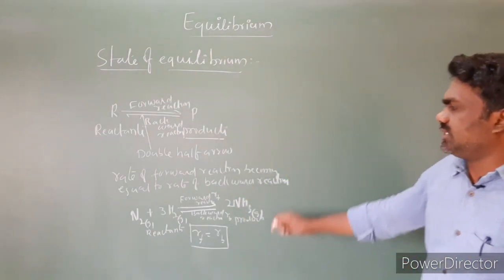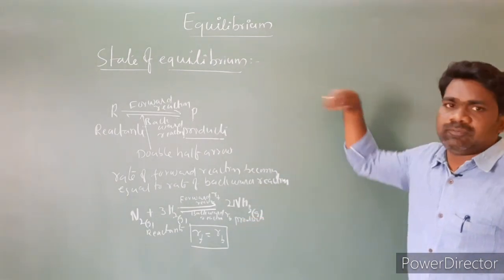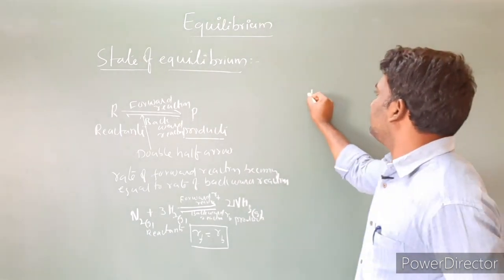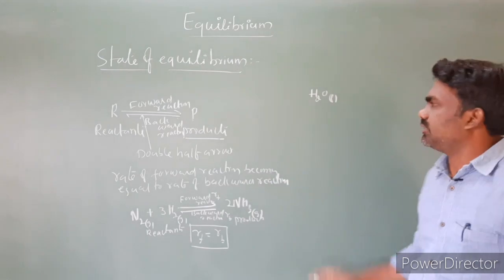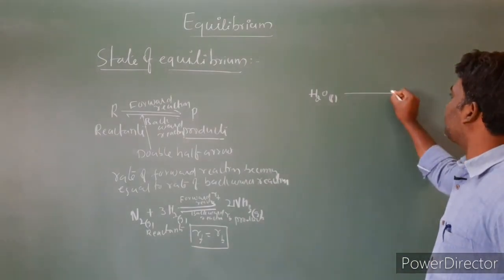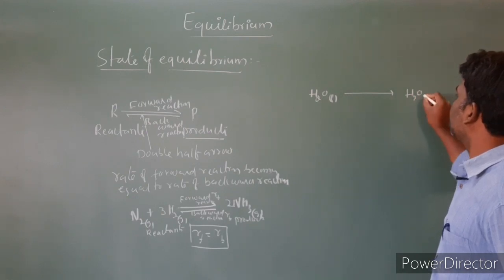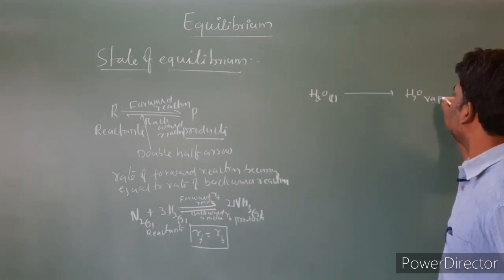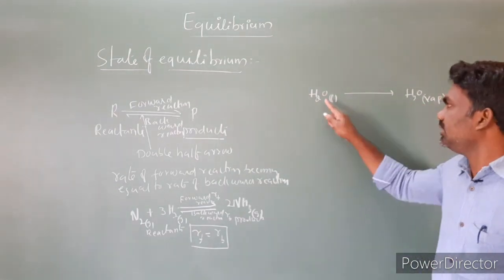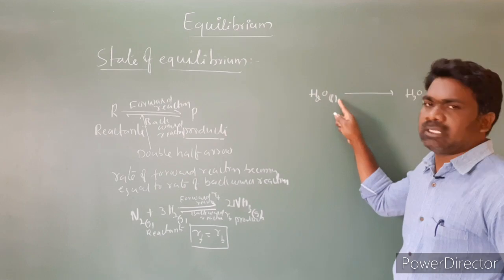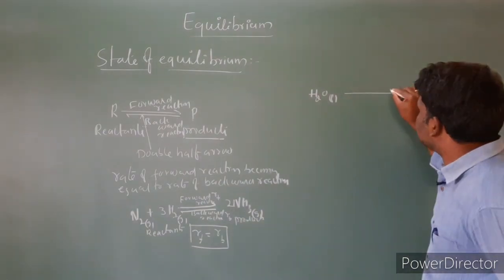Next, let us take one physical example: equilibrium in a physical process. I am taking water, H2O liquid, converting into water vapor, H2O vapor. Whenever energy is supplied to water at 100 degrees centigrade, water becomes vaporized, converting into water vapor. This is the forward reaction.